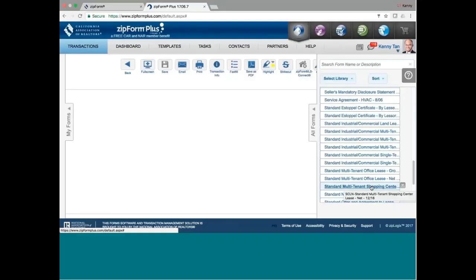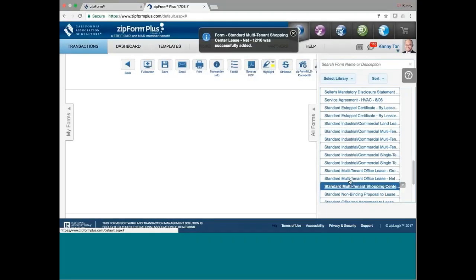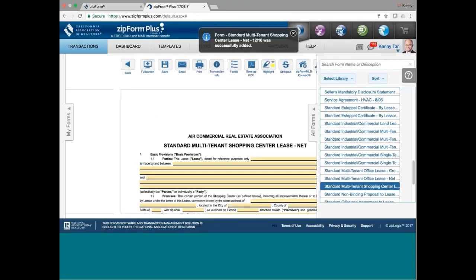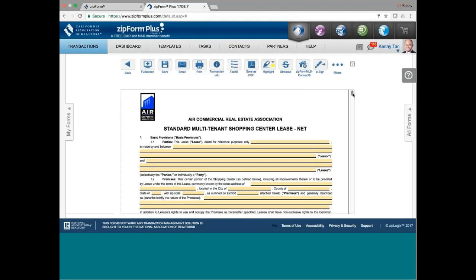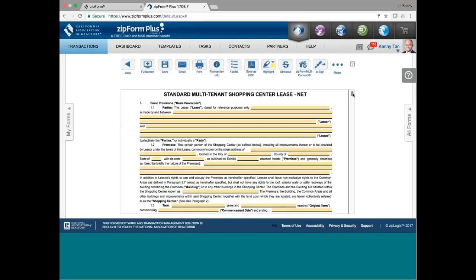Today we're going to talk about shopping center. And I think it's worth repeating some of the information on the form, just like a refresher. The first page is usually about the same.